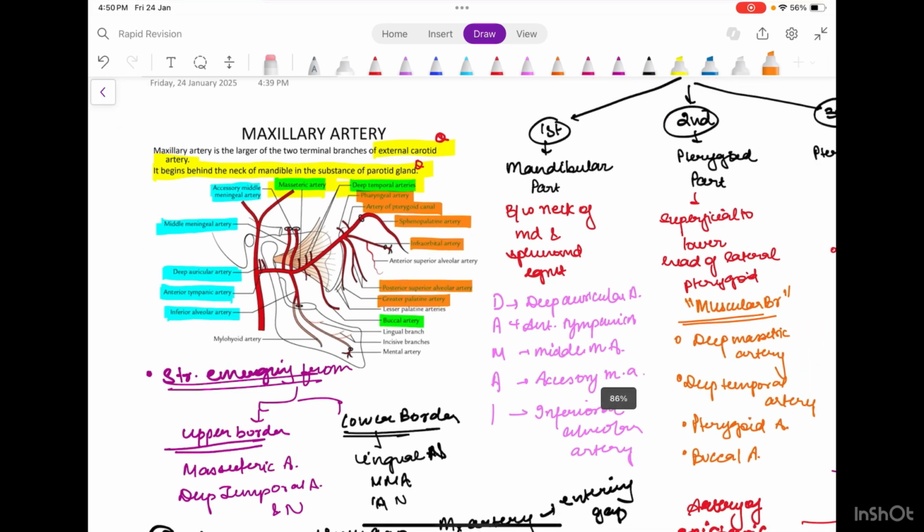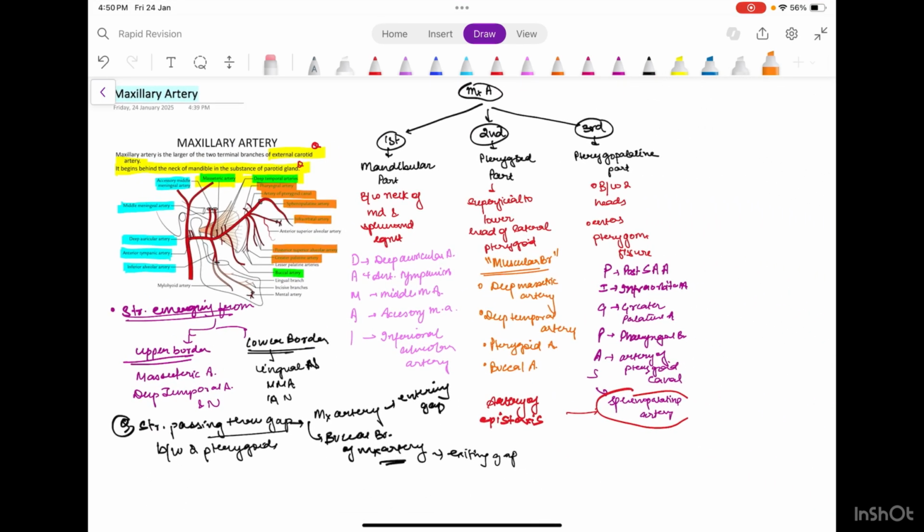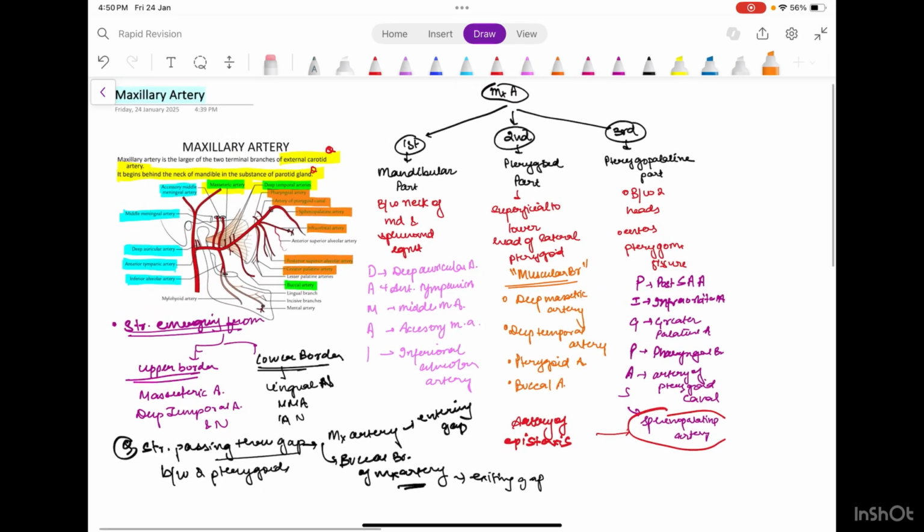All right, so these are the various branches of the maxillary artery with their respective parts. You should know their names, where they are passing from, their branches, then structures emerging, the artery of epistaxis. So these are the questions that are usually asked from the maxillary artery.